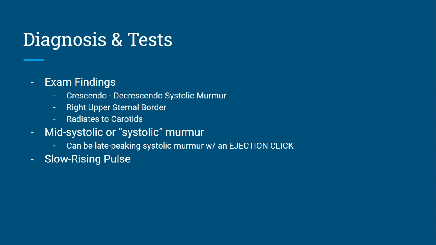So some of the diagnosis and tests that you'll see. On physical exam, you'll see that aortic stenosis causes a crescendo-decrescendo systolic ejection murmur. It's best heard at the right upper sternal border, and it classically radiates to the carotid arteries. And I feel like that's something you should remember, that it radiates to the carotid arteries. That's a pretty big giveaway that it is aortic stenosis.